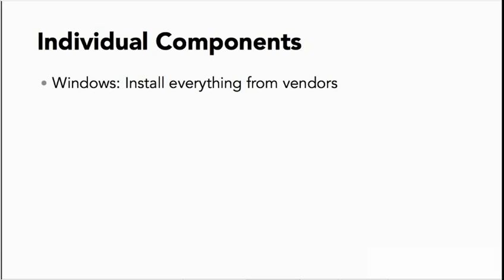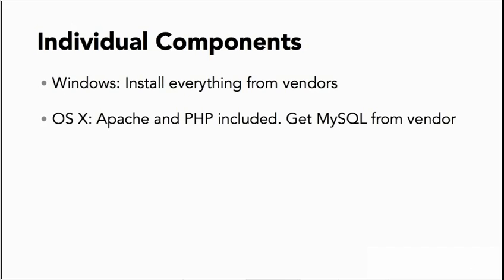If you want the most control over your environment, you might want to use individual components. On Windows, that means you'll download individual components from each vendor. Apache from the Apache Foundation, PHP from the PHP website, and MySQL from MySQL.com. On Mac OS X, Apache and PHP are already included. You just need to know how to start up Apache and how to activate PHP. You'll still get MySQL, though, from MySQL.com.